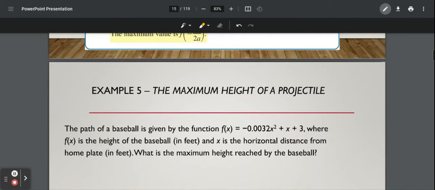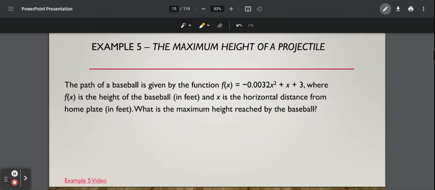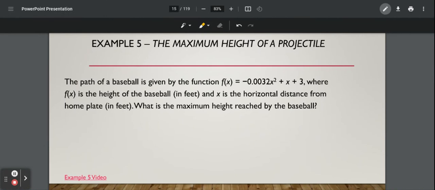So this next example says the path of a baseball is given by a function f of x equals negative 0.0032x squared plus x plus 3, where f of x is the height of the baseball in feet and x is the horizontal distance from home plate. What is the maximum height reached by the baseball? So again, we have this function. It has a negative a value, which means it's going to be a parabola that opens down, so the maximum height will be the vertex.